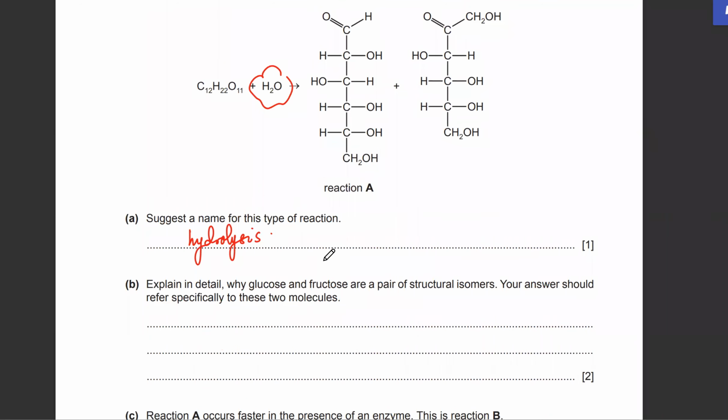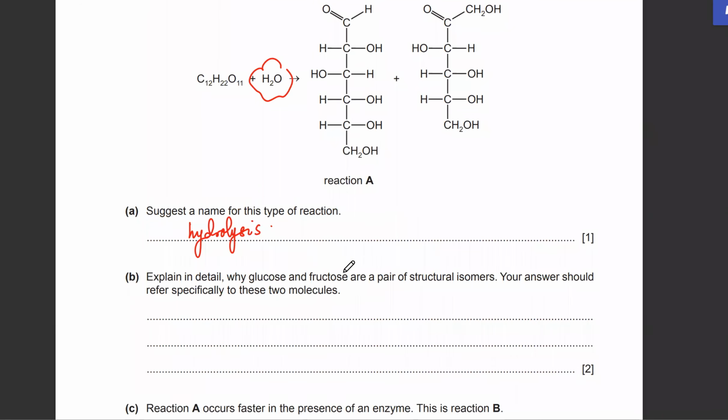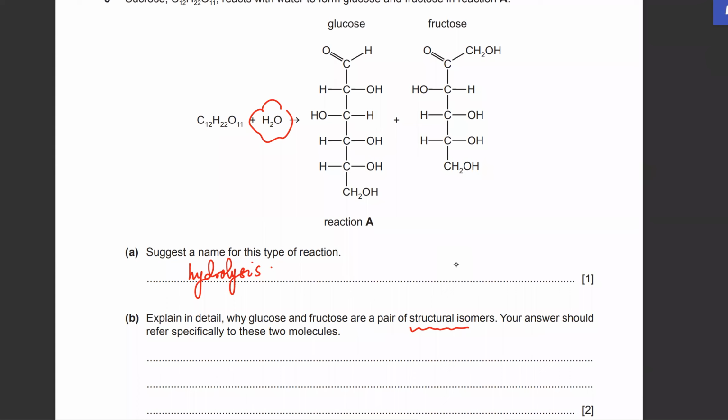And the next one is explain in detail why glucose and fructose are a pair of structural isomers. Your answer should refer specifically to these two molecules. So why are they structural isomers? Remember there are two types of isomers. There are stereoisomers, which include chiral and cis-trans. He's not talking about stereoisomers, he's actually talking about structural isomers. So why are they structural isomers?